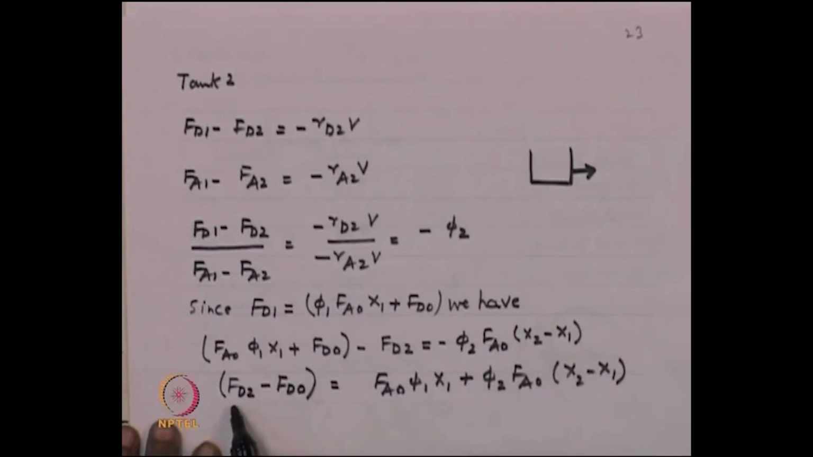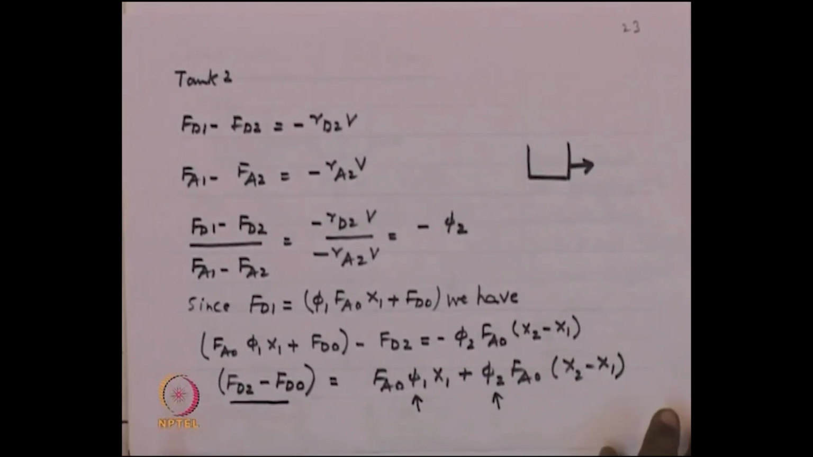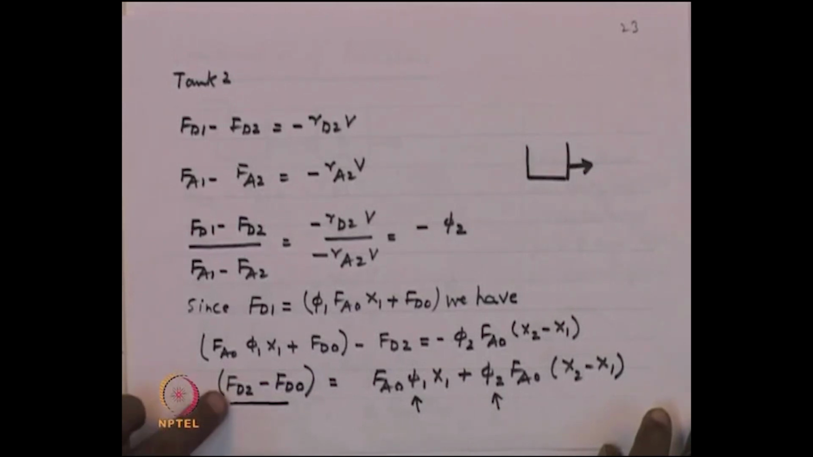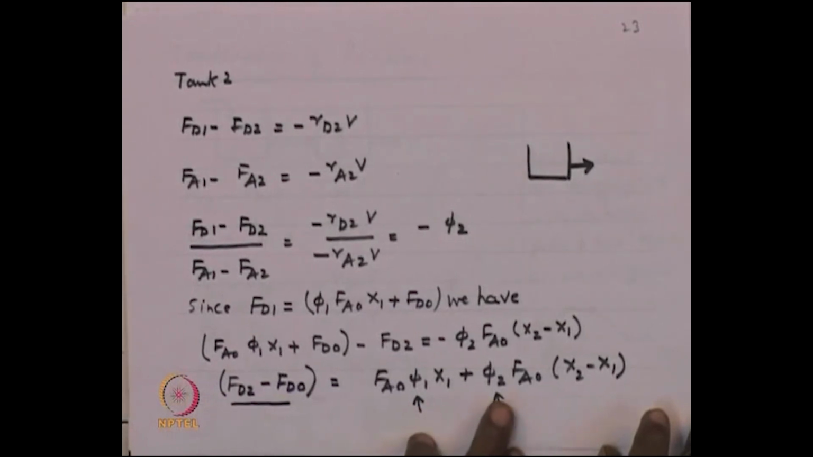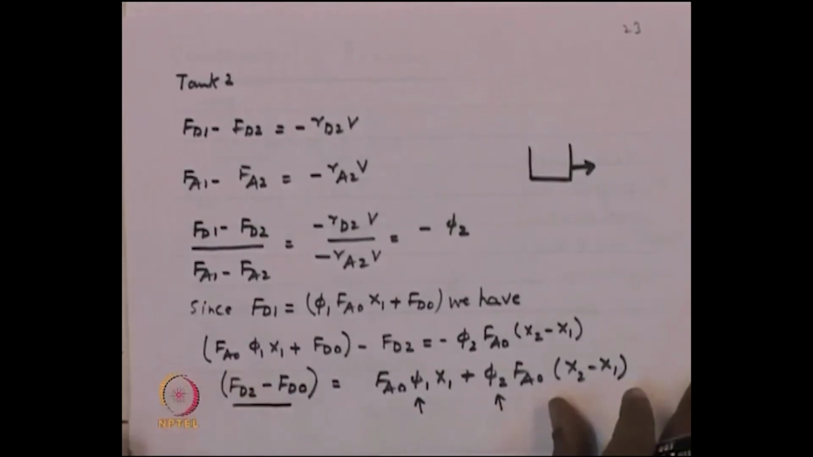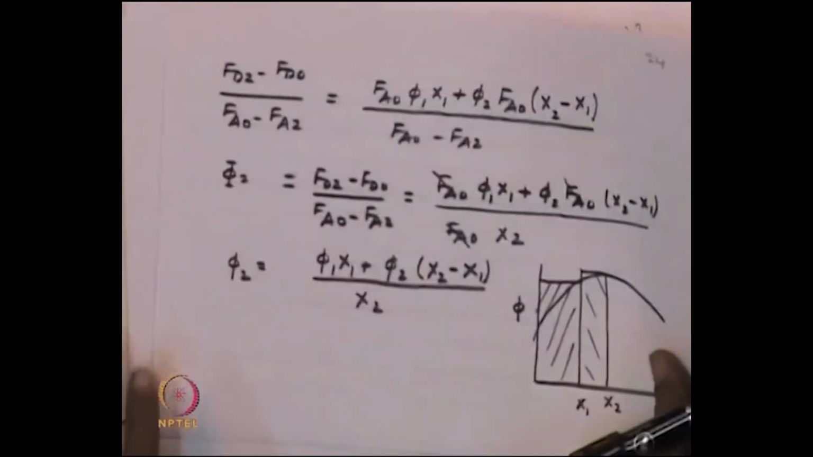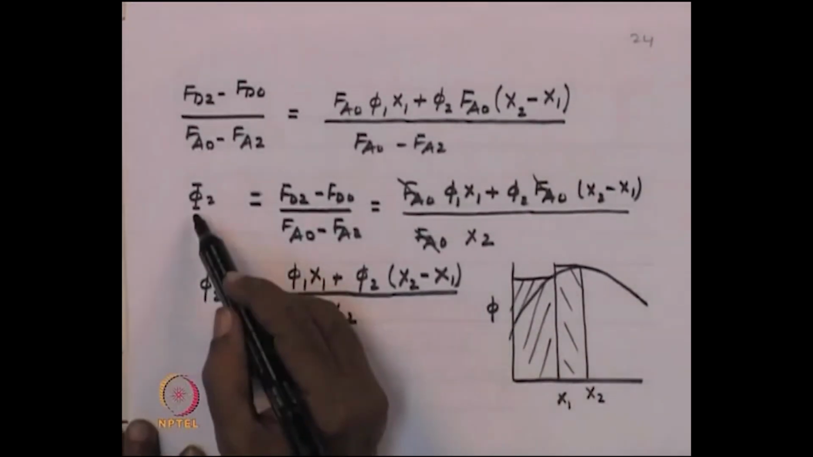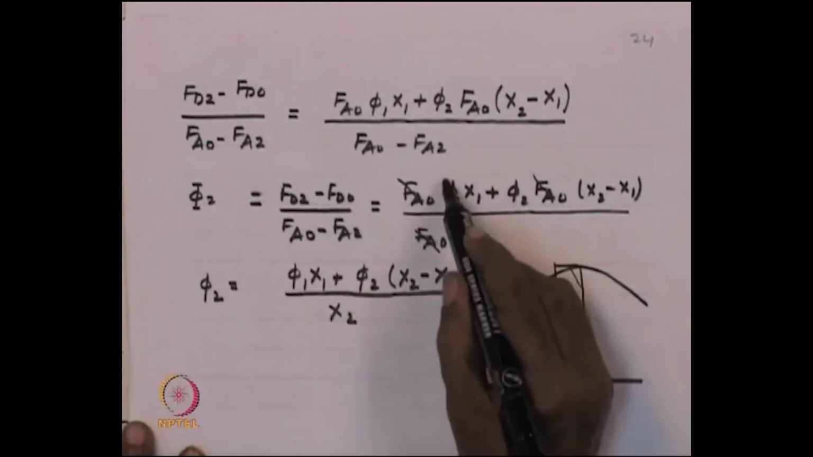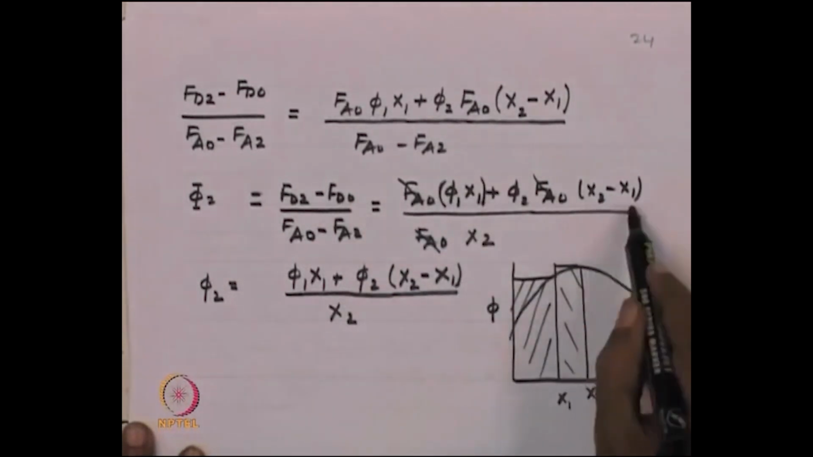So, what it means is that now F D 2 minus F D 0 comes in terms of phi 1 x 1 and phi 2 times x 2 minus x 1. You understand? So, what we have now said is that the product that we are making in the second tank, F D 2, is the product that comes out of the second tank, that depends on F A 0 phi 1 x 1 and phi 2 F A 0 times x 2 minus x 1. So, it is now expressed in a very convenient form, which is what? Overall yield equal to phi 1 x 1 plus phi 2 times x 2 minus x 1.